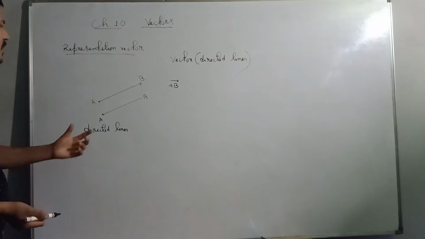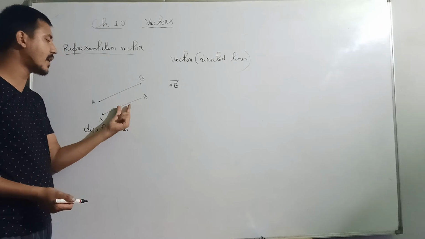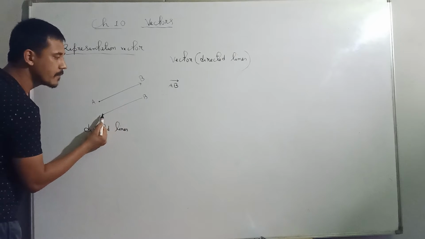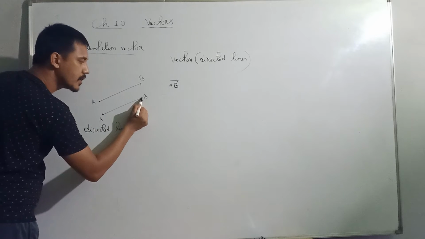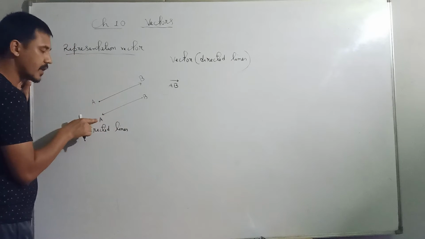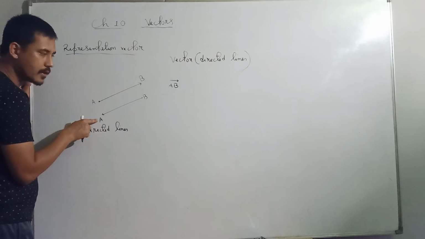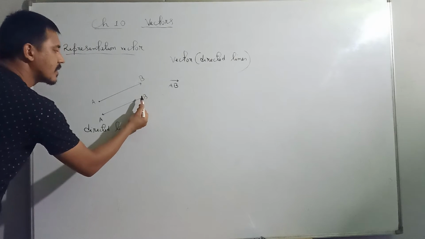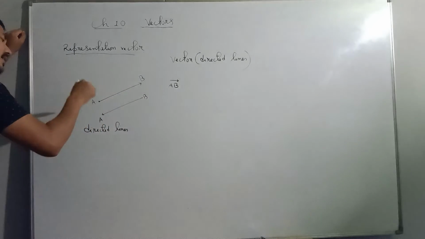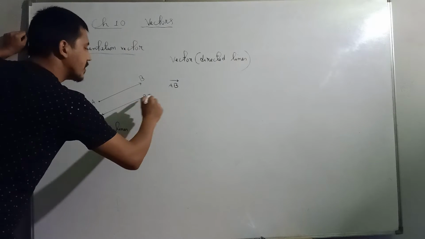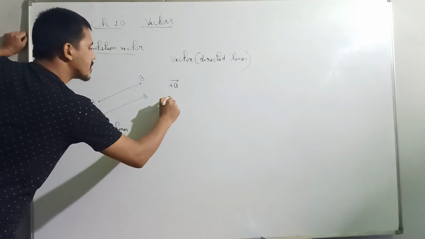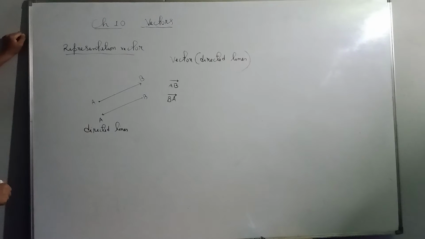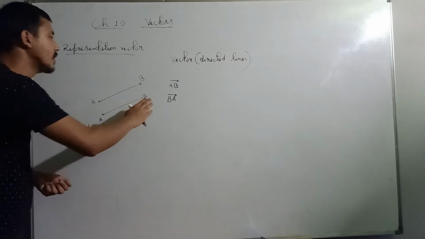Similarly for this directed line, here the line is directed towards A. So B is your initial position and A is your terminal position. So this directed line AB can be written as: the initial point is B, the ending point is A, the terminal point is A. So this directed line should be represented by the vector BA. Is it okay? Yes. So this is how we represent a vector.